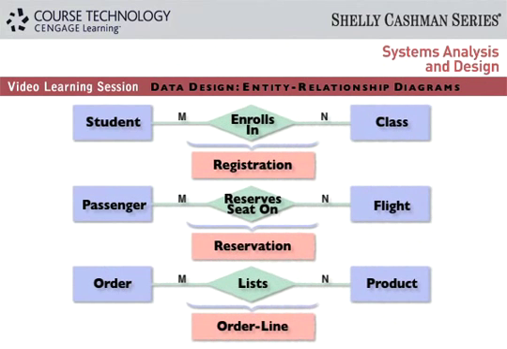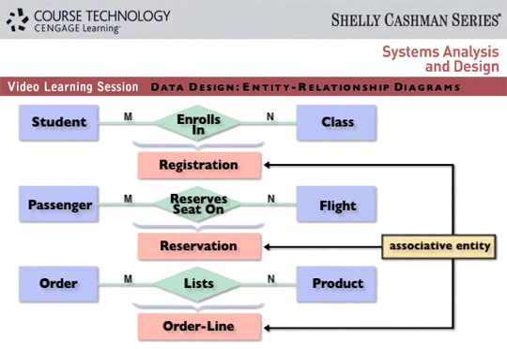In a many-to-many relationship, one entity can match many instances of the other entity. For example, one student can enroll in many classes, and one class can have many students. One passenger can reserve a seat on many flights, and one flight can have many passengers. One order can list many products, and one product can be included in many different orders.